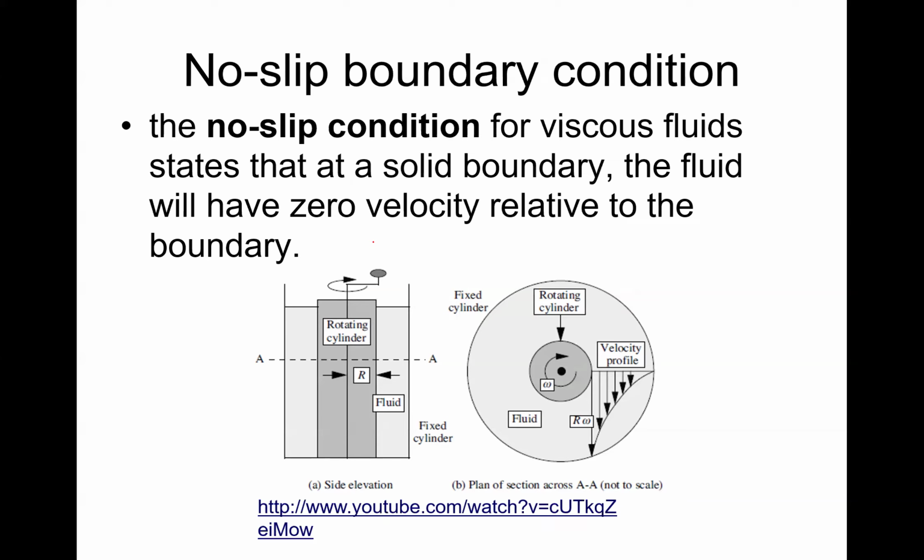But in general, what the no-slip condition states is that at a solid boundary, the fluid will have zero velocity relative to that boundary, which means that if that rotating cylinder is going at, say, 0.1 meters per second, the fluid next to it will be at 0.1 meters per second as well. But then the fixed cylinder is not moving, so the velocity is zero. So then you create this velocity profile that starts at zero and ends up at a high velocity close to the rotating cylinder.